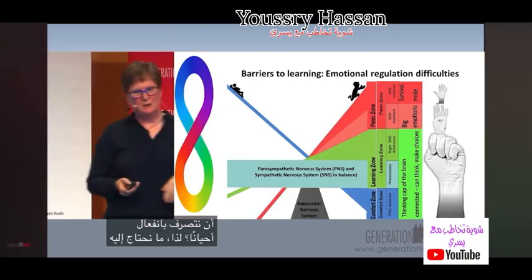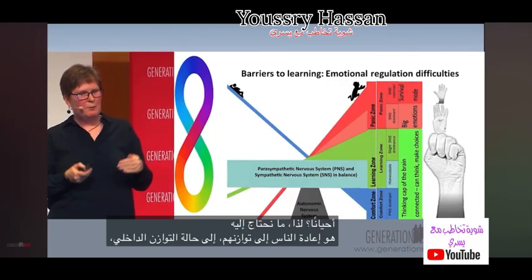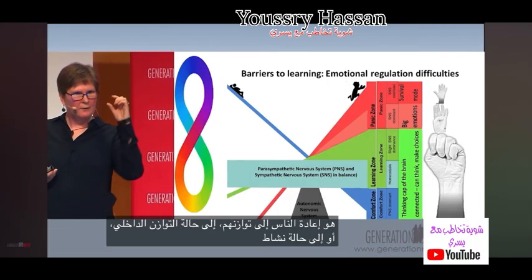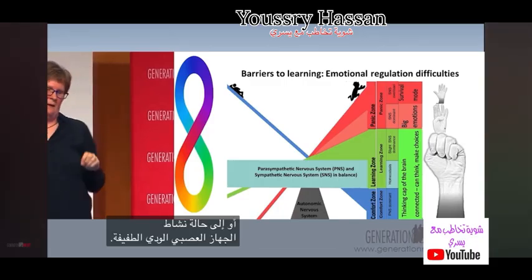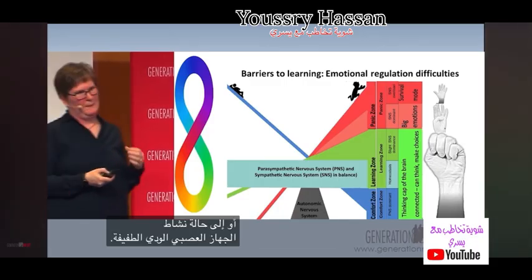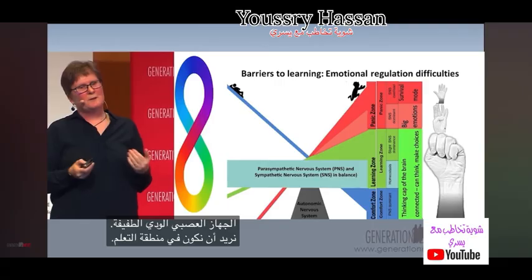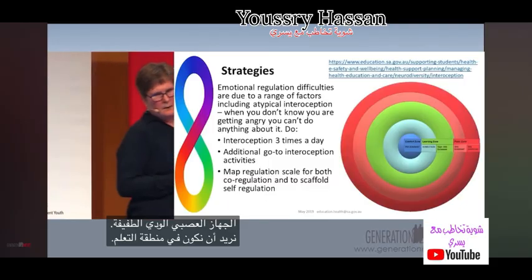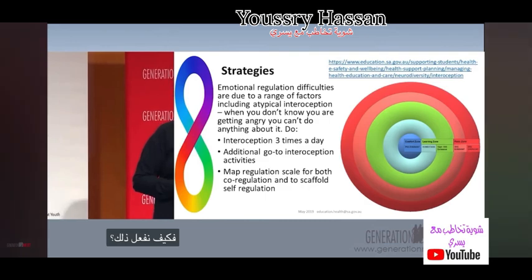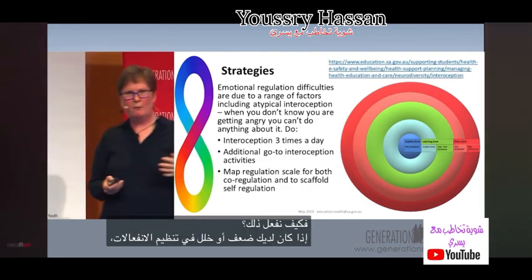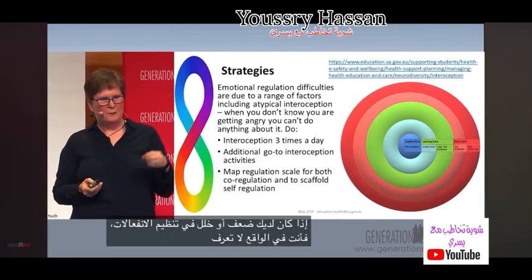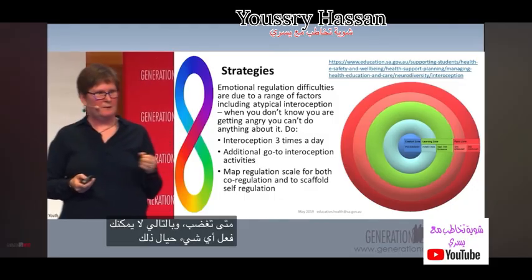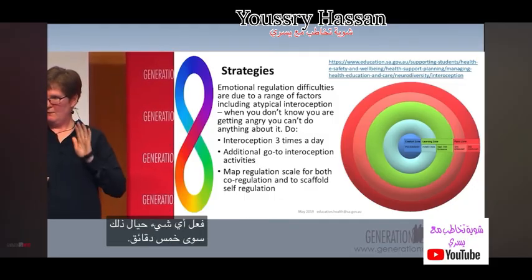So what we need to do is bring people back into their balance, their homeostasis, or their only slight sympathetic nervous system overload. We want to be in that learning zone. So how do we do that? If you have poor or atypical interoception, you actually don't know when you're getting angry, so you can't do anything about it.